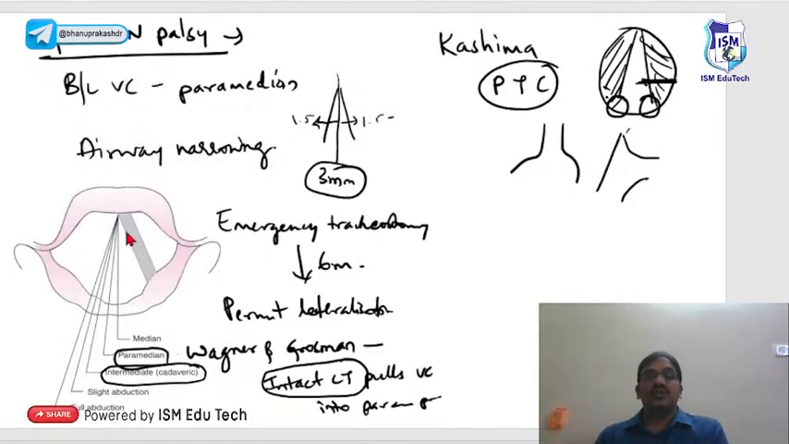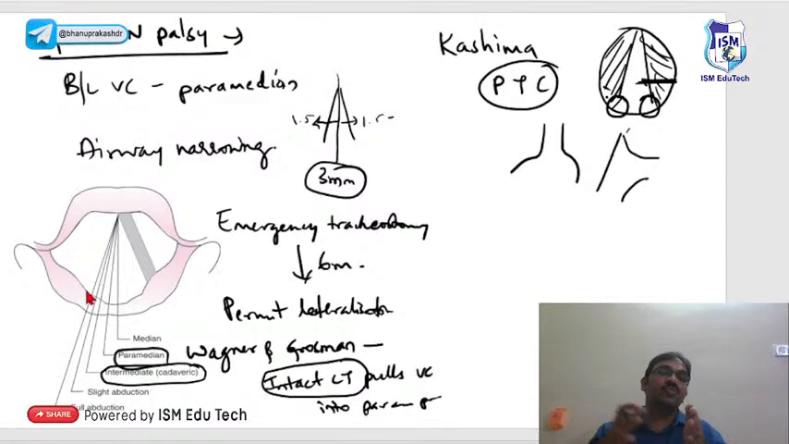So in case of unilateral RLN palsy, there was no problem, because only one side vocal cord is lateralized and the other side vocal cord is moving. When you are breathing in, the normal side will be lateralized, and adequate airway will be present. But when both RLNs are paralyzed, what happens? Both will be fixed in that position.